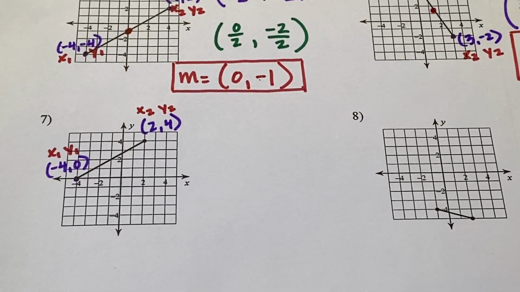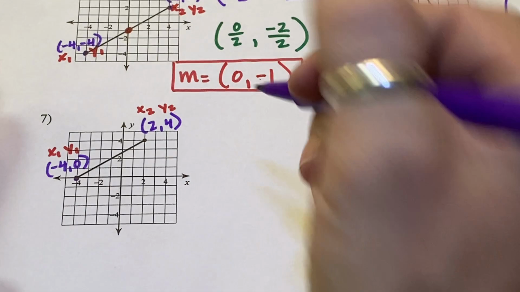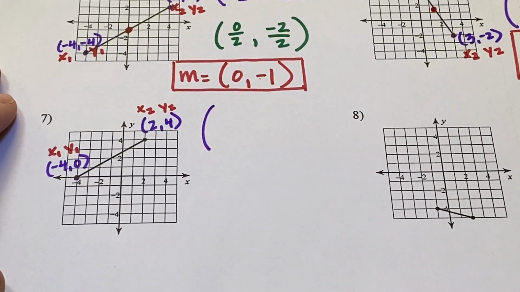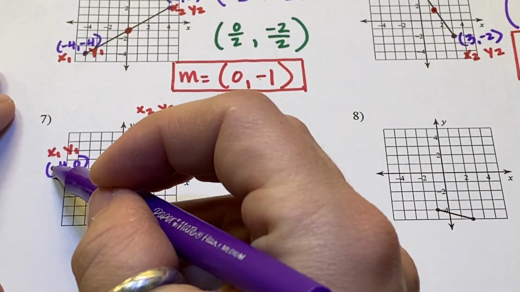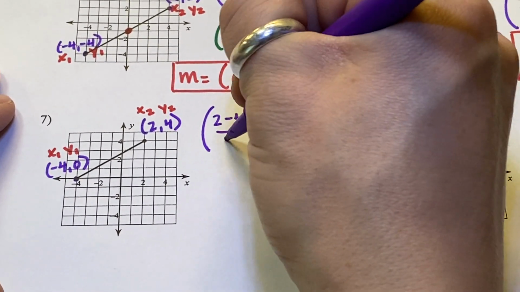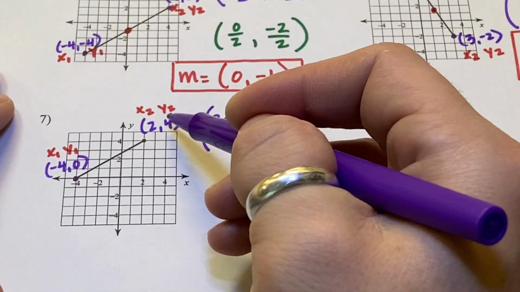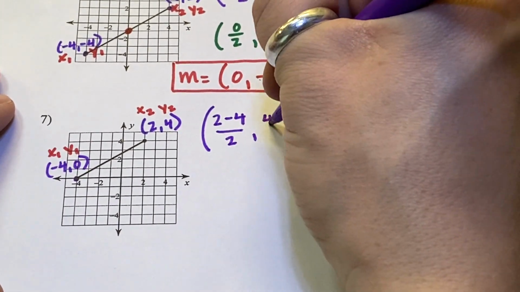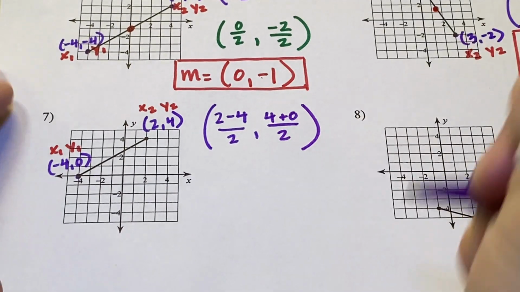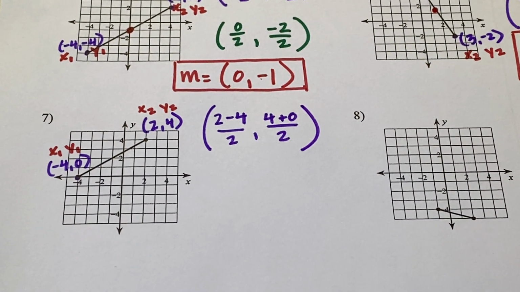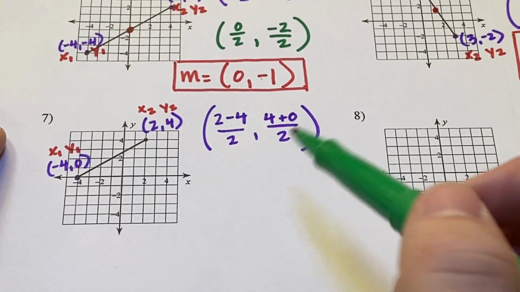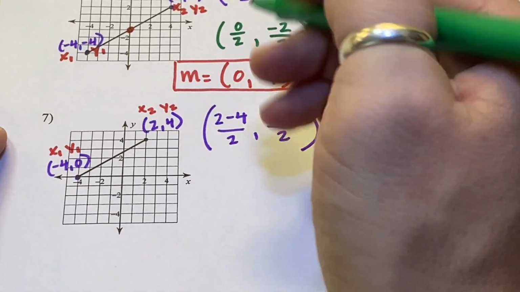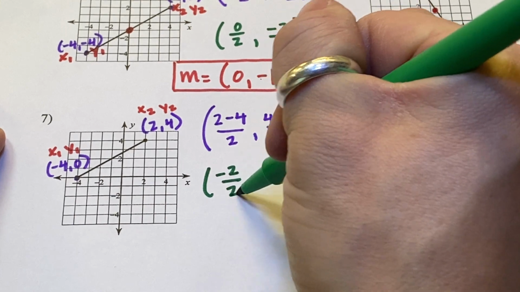Cool. Alrighty, let's plug it into our formula. First, add your x's. Okay, so I got x2 plus x1. Remember, adding a negative really just means you're subtracting. Okay, y2 plus y1, 4 plus 0, divided by 2. Okay, let's do some simplifying. What is 2 minus 4? What's that numerator going to be? -2. So we have -2 divided by 2.